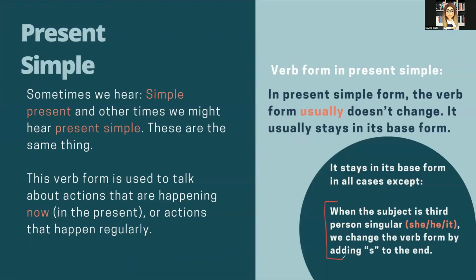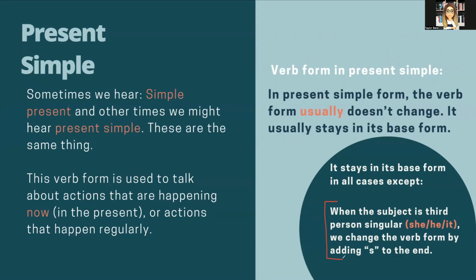When the subject is third person singular, so for example, she, he, it, we change the verb form by adding an S to the end. Everything else stays the same, except we just add an S. There are some tricky cases where spelling changes, but don't worry about that right now. In many cases, we just add S.